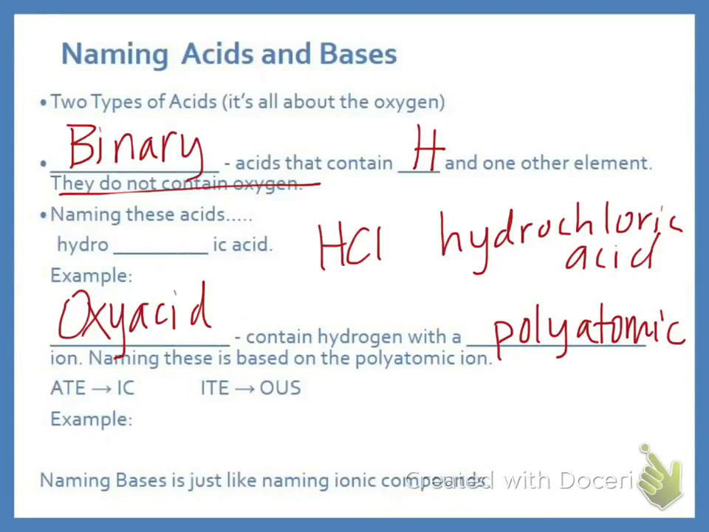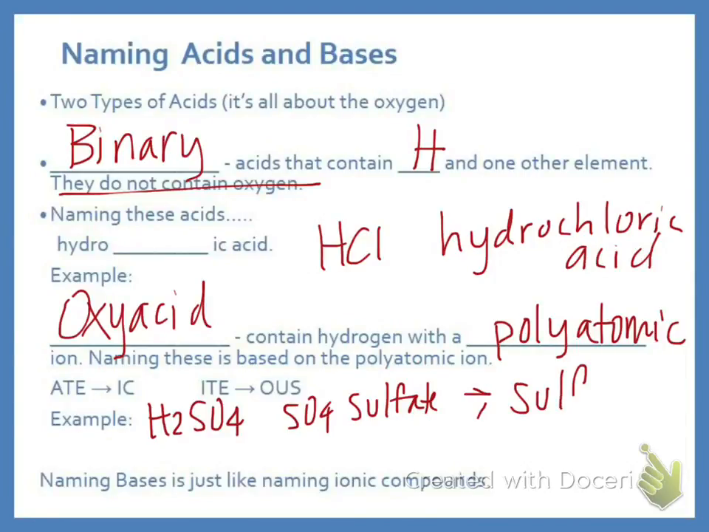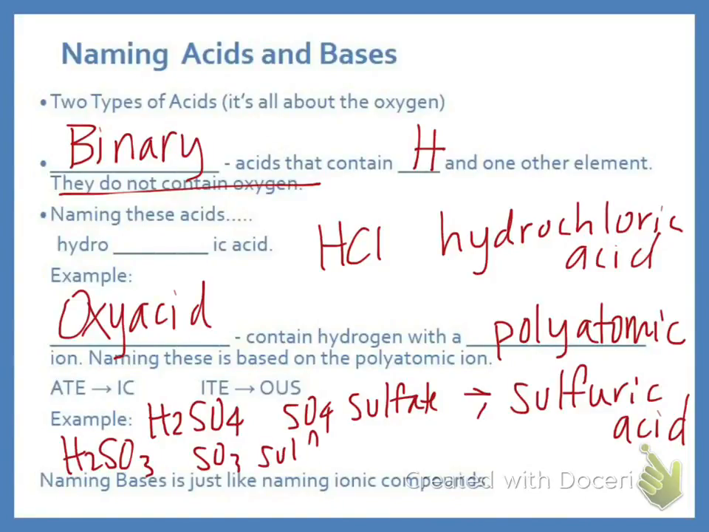Okay, so remember, if I had H2SO4, the SO4 is sulfate, and so we would call that acid sulfuric acid. So remember, we wouldn't use the hydro in there. Okay, and then if I had H2SO3, the SO3 is sulfite, so we'd have sulfurous acid.